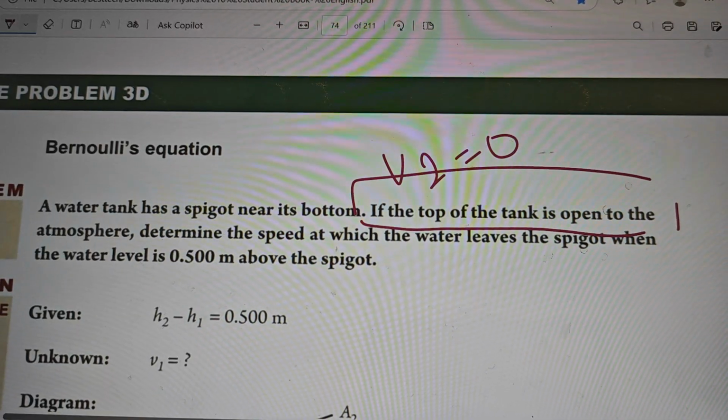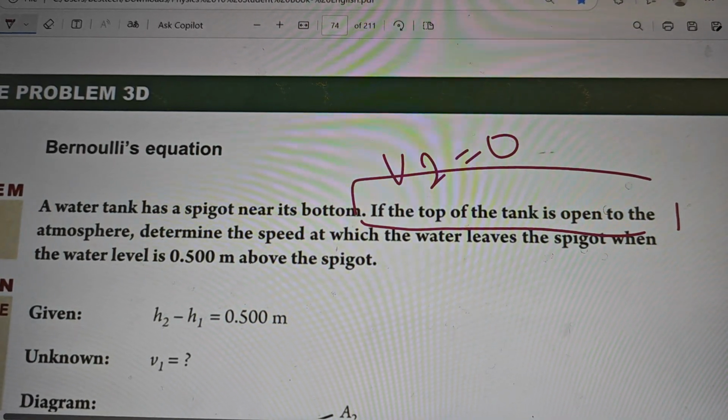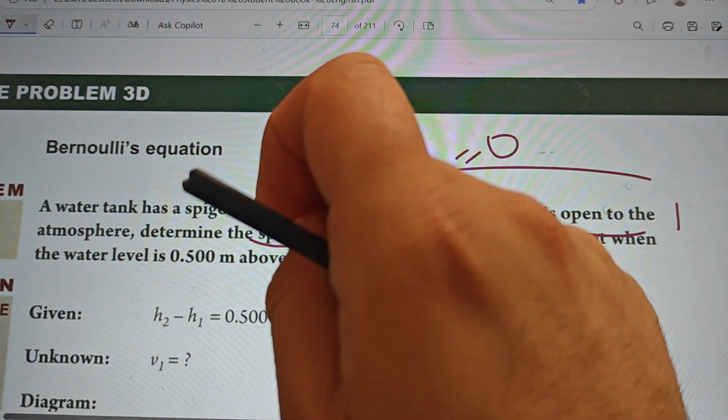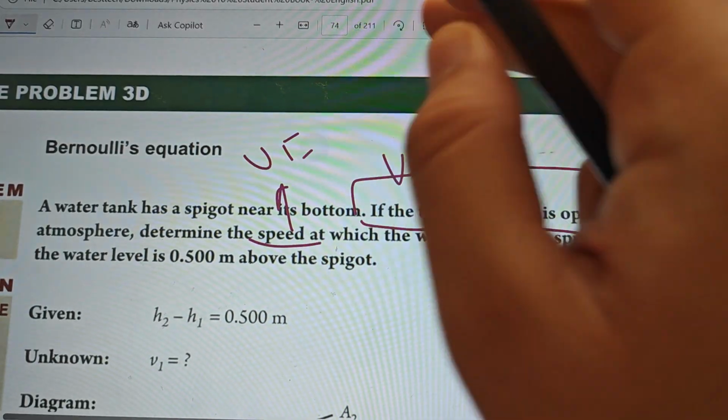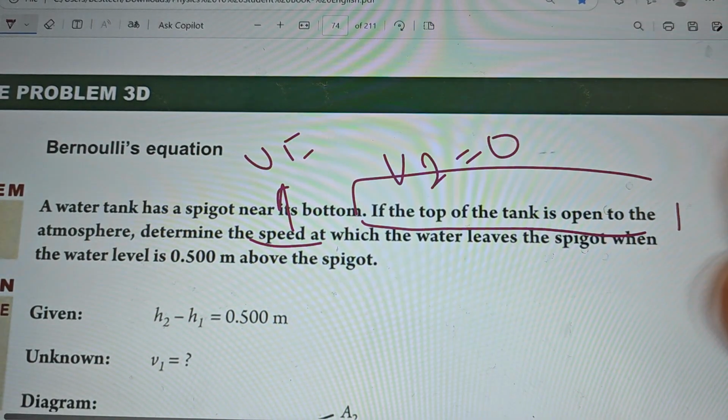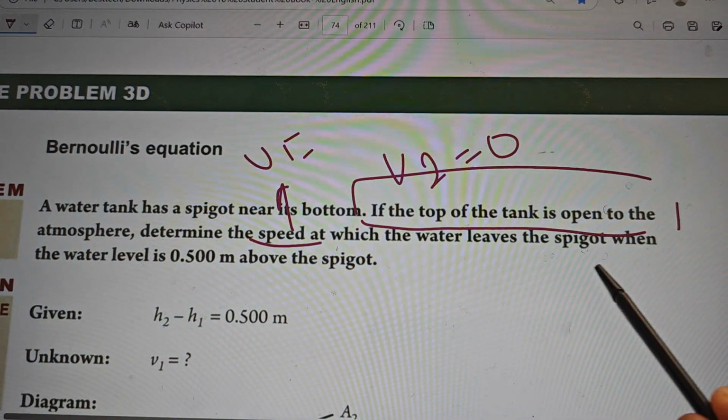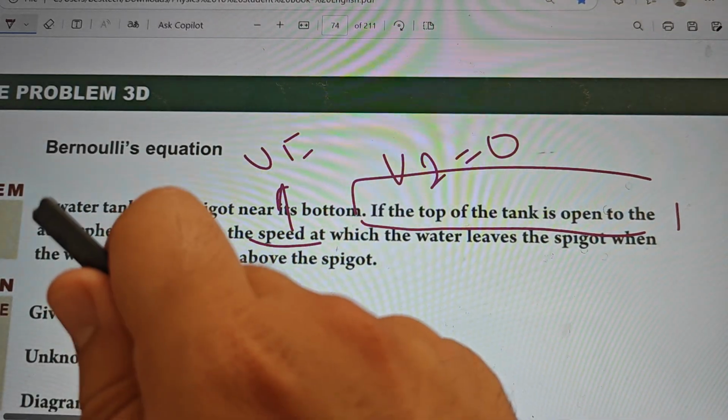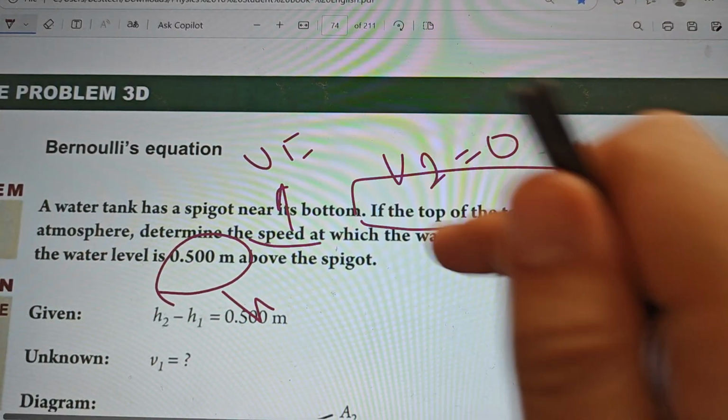Okay. Determine the speed. Which speed, mister? Actually, the first speed. You know why? Because you have to find the first speed, because the second speed is 0. Of course, you have to find the first one, which is the speed at which the water leaves the spigot when the water level is height h above the spigot.